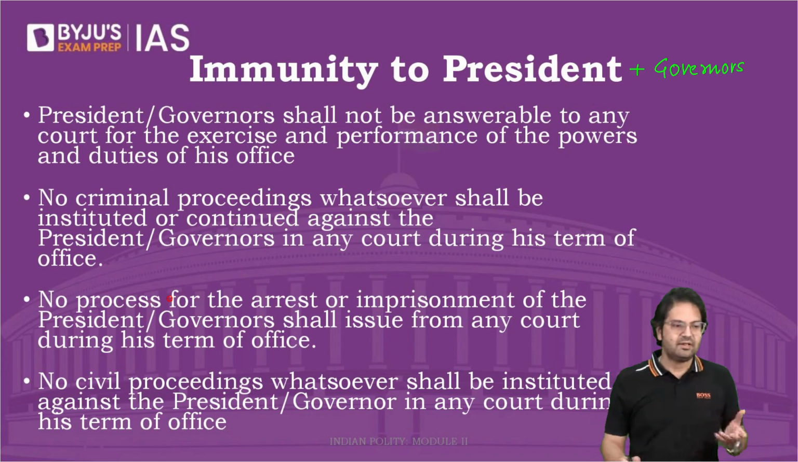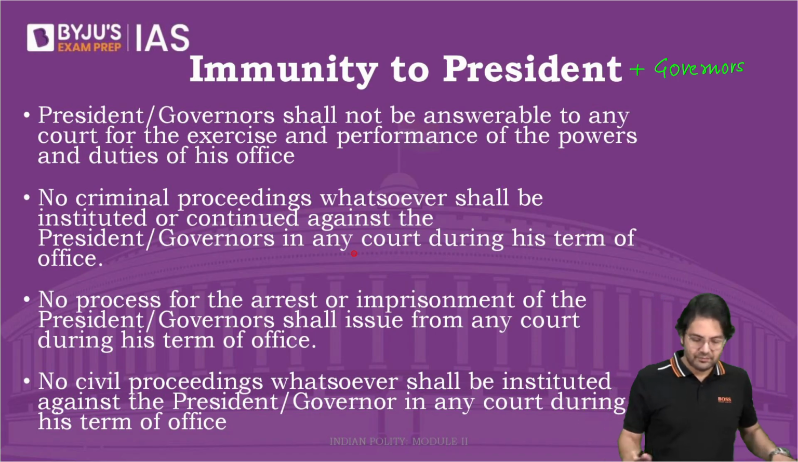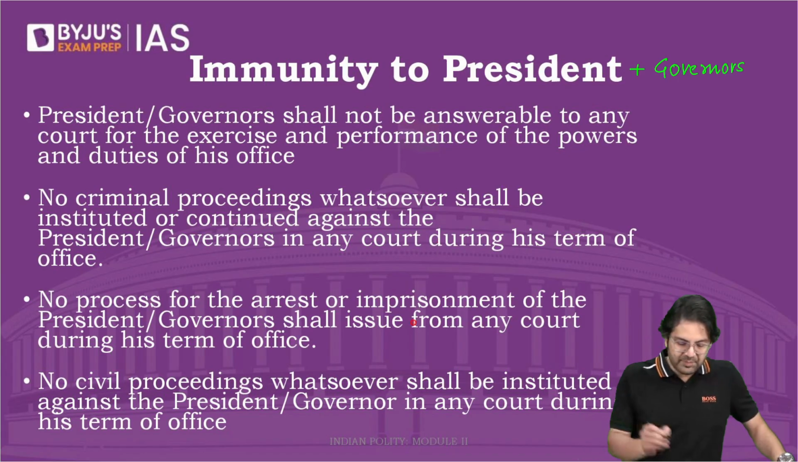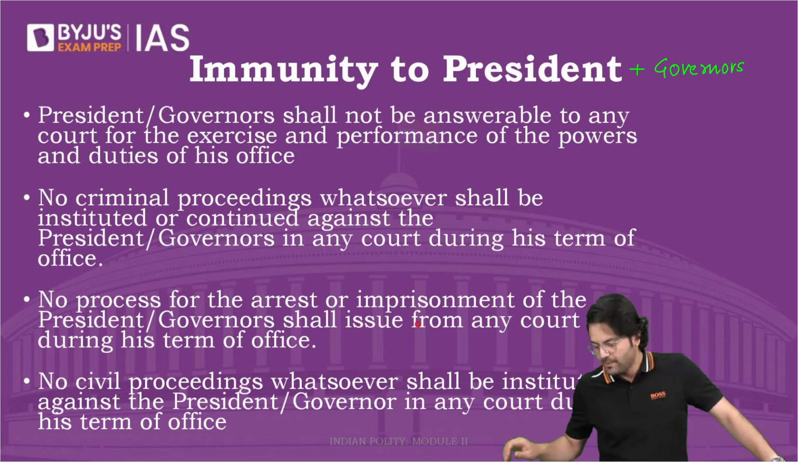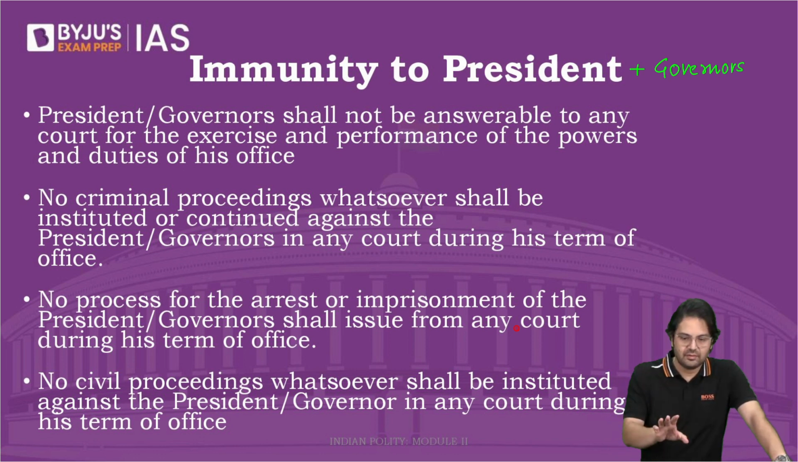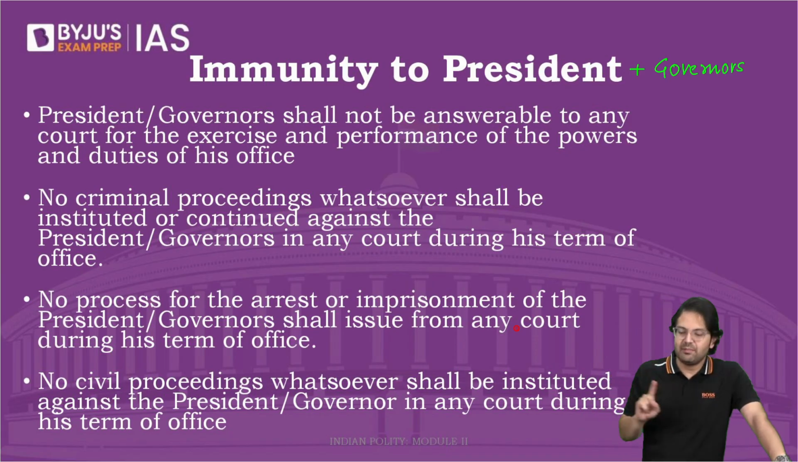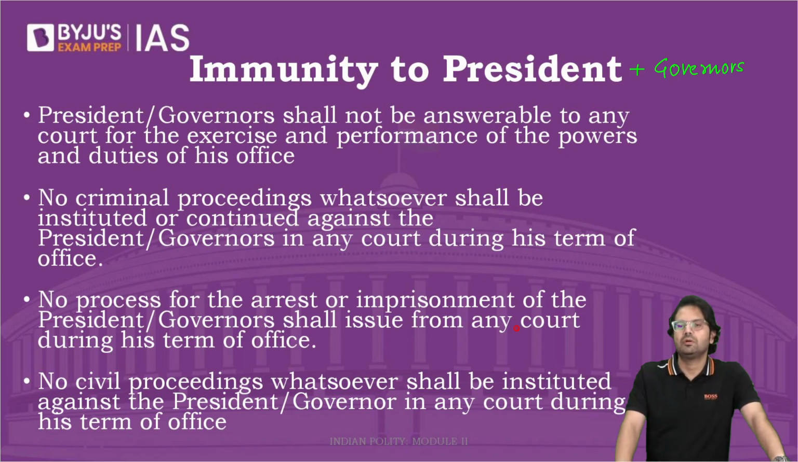So I hope you have understood now that these things will follow through an impeachment. Impeachment, remove the person, file a case. Also, no process for arrest or imprisonment of the president or governors shall issue from any court during his term of office. No process for arrest or imprisonment. No arrest warrant, no jail order can be released by any court, even Supreme Court. Even Supreme Court cannot do all these things.